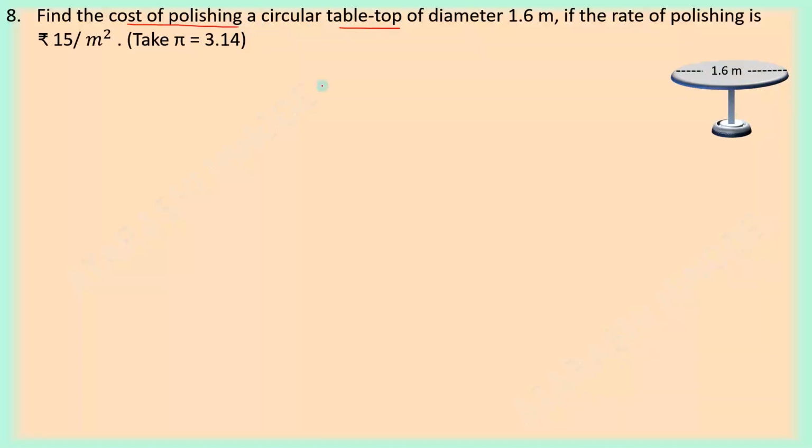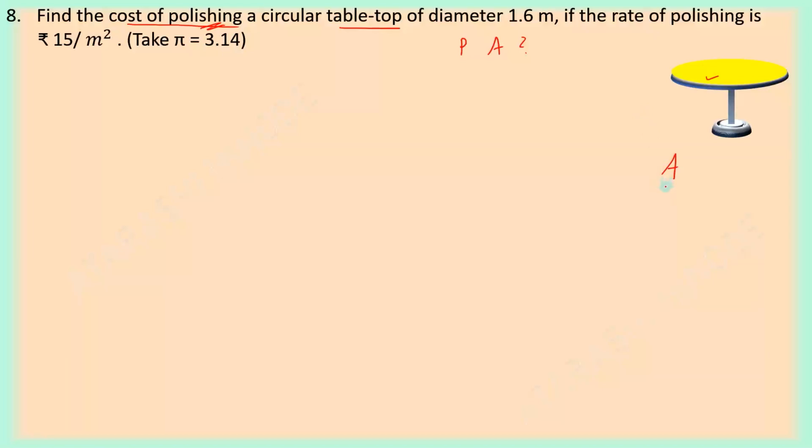And now how to find the cost? For finding the cost, first what we have to find out? Perimeter or area of this tabletop. Since it is about polishing, that is, polishing means like this. That is, here we have to get this top portion. What about this portion? It is nothing but the area of this tabletop.